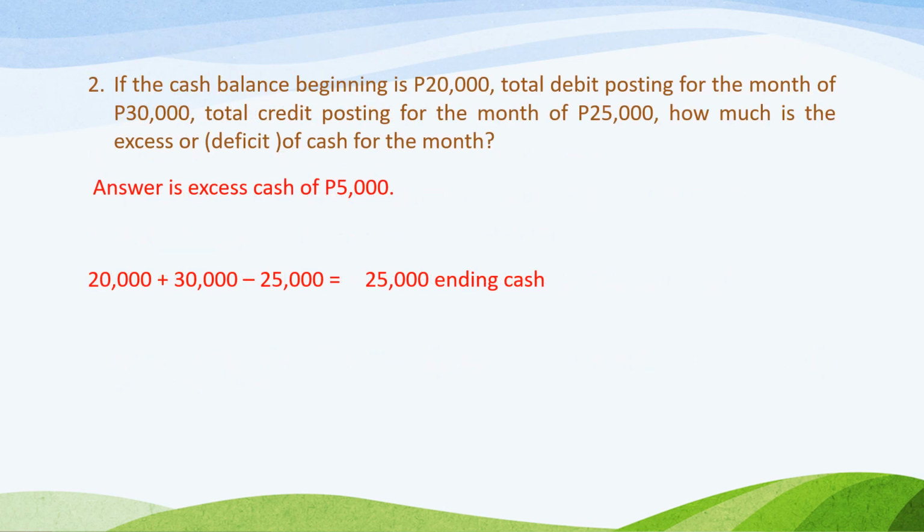Second problem. If the beginning cash balance is 20,000, total debit posting for the month of 30,000, and total credit posting for the month 25,000, how much is the excess or deficit of cash for the month? So 30,000 minus 25,000, for that month there is an excess of 5,000. If we compute for the ending balance of cash, we will include the beginning cash balance of 20,000. So the ending cash balance is 25,000.